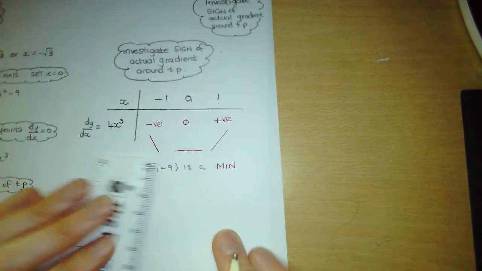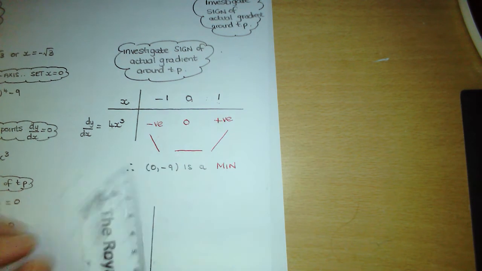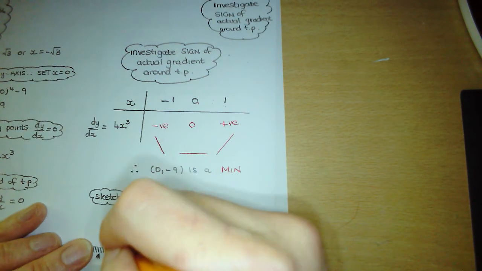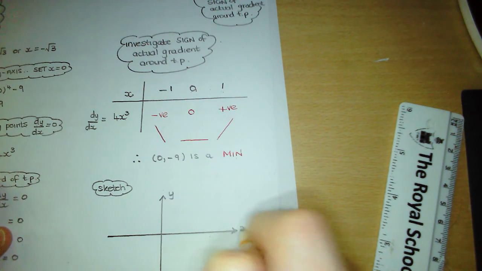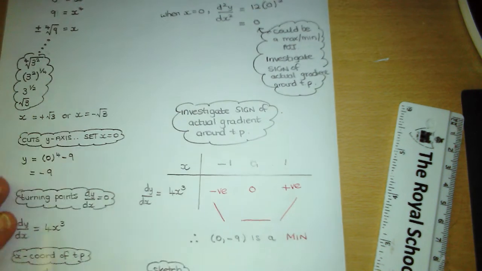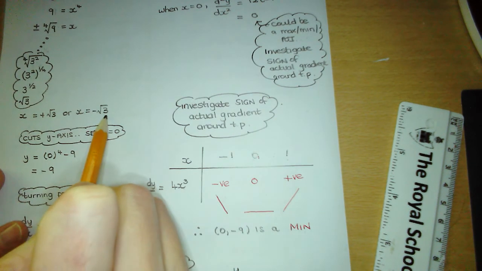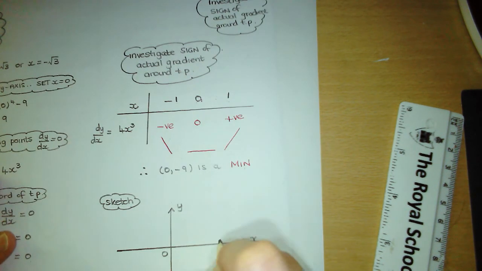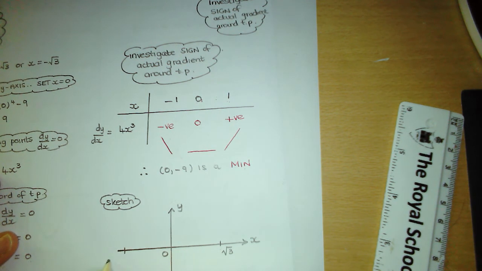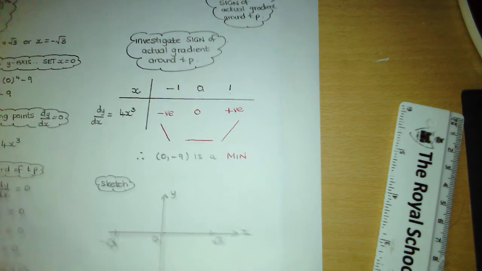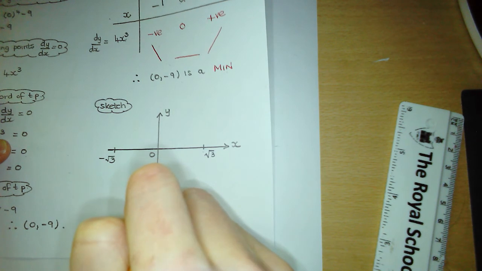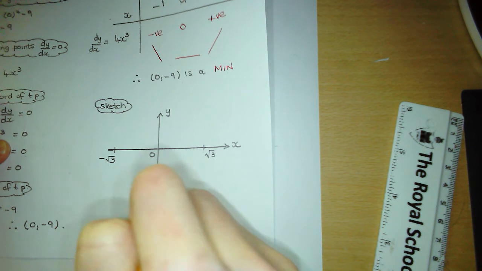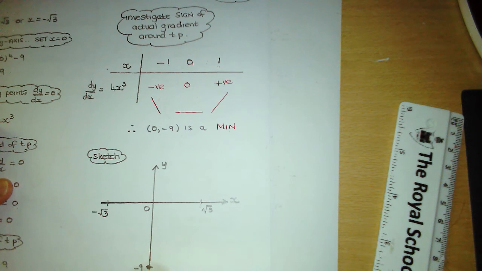Again, ruler axes, y-axis, x-axis, origin. Go back to the start. It cuts the x-axis at positive root 3 and negative root 3. So positive root 3, somewhere there. Negative root 3, the same distance to the other side. Okay, the turning point is at 0, minus 9. So 0, minus 9 is going to be roughly, again, just a sketch down there. So that's our turning point, 0, minus 9.